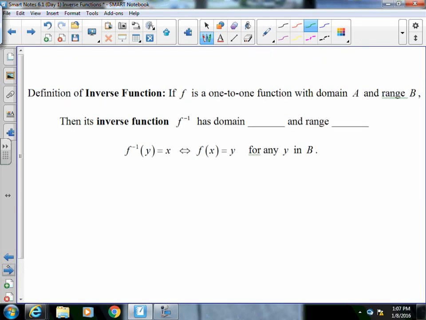Now, the definition of an inverse function: if f is a one-to-one function with domain A and range B, then its inverse, f to the negative 1, has domain B and range A. The domain and range switch. So your x values become your y values, and your y values become your x values.